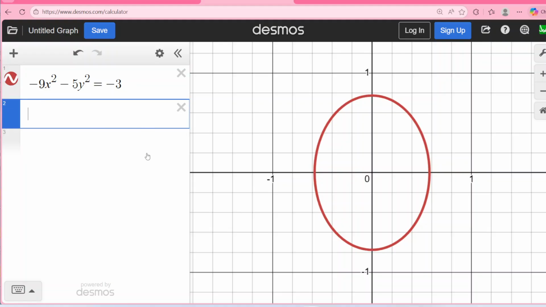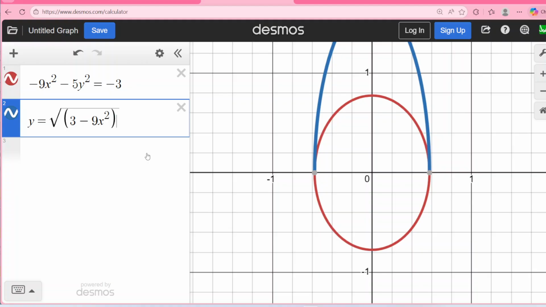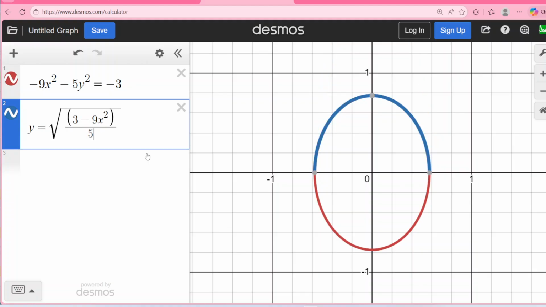So look, there's the original curve, the way it was originally given to us, where y was not solved for. Then I go and solve for y. So again, one of them is y equals the positive square root of 3 minus 9x squared, and then all divided by 5 in here. And you see how, I'll turn this off and on, that's just giving me the top half of the ellipse.